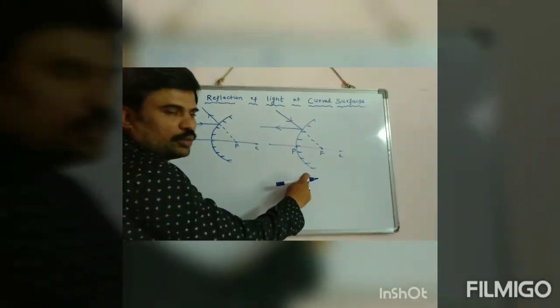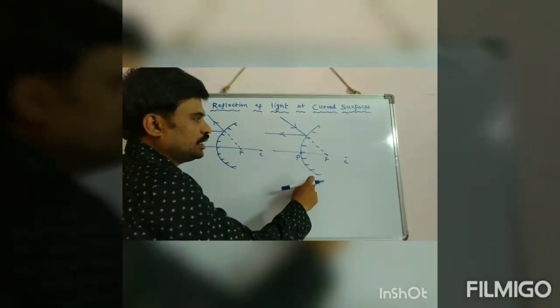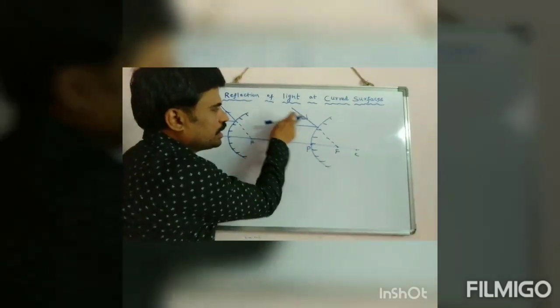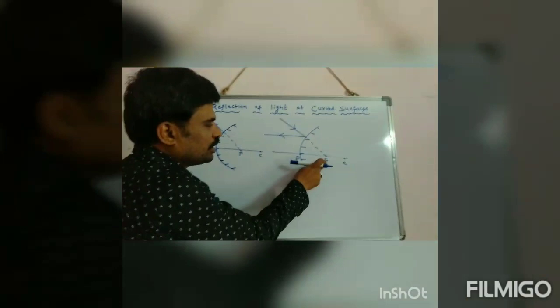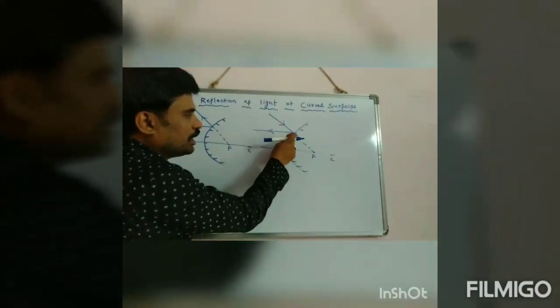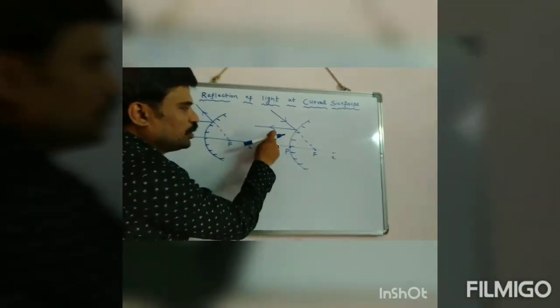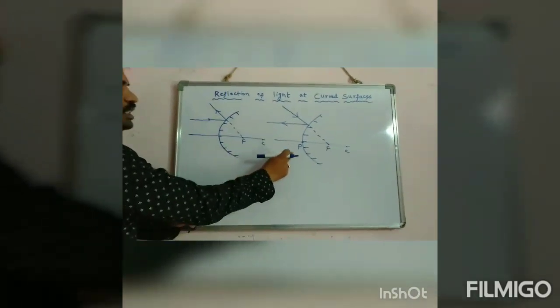You can see the second rule here. The second rule is, the incident ray appears to be passing through the focus. Then the reflected ray is parallel to the principal axis. So this is the second rule.